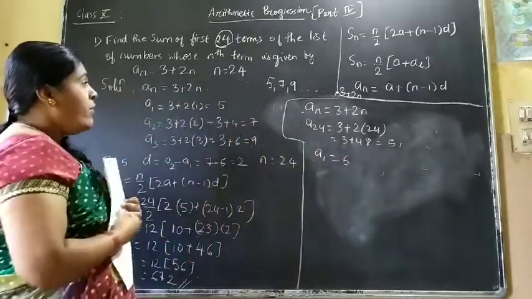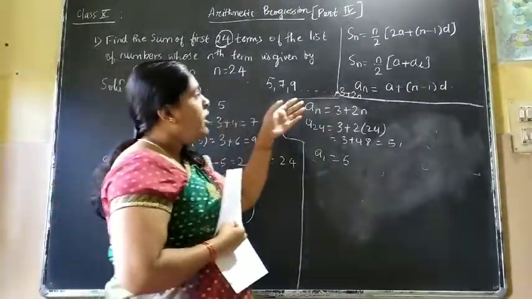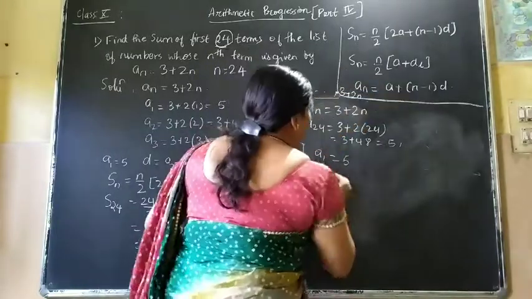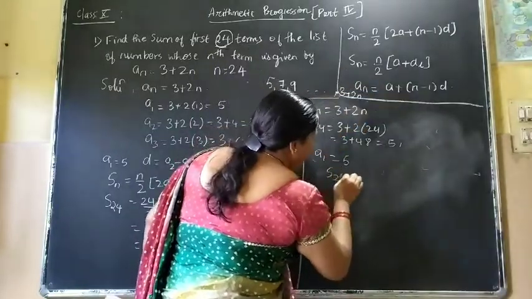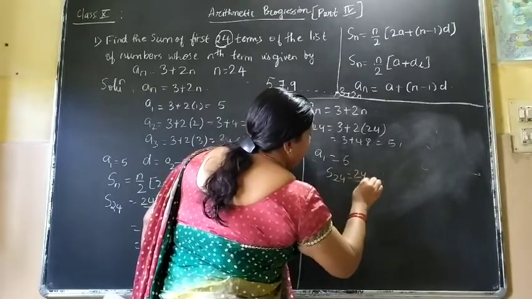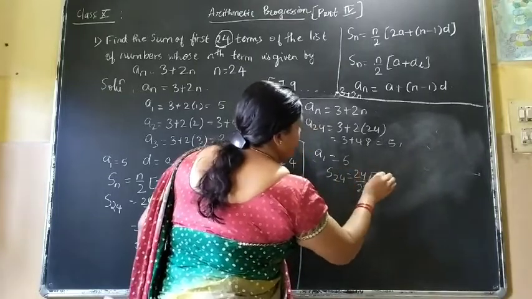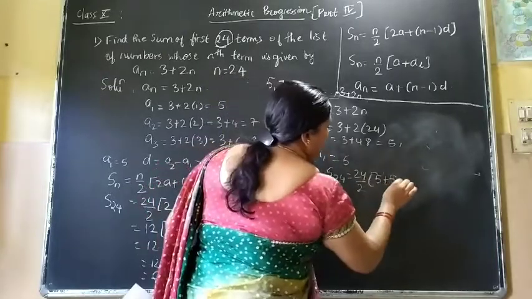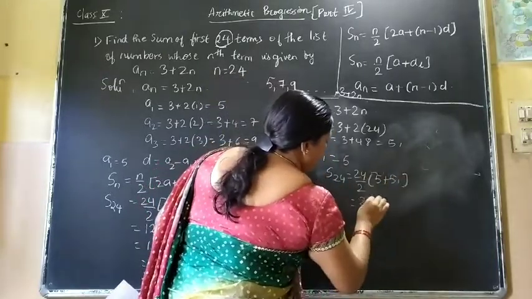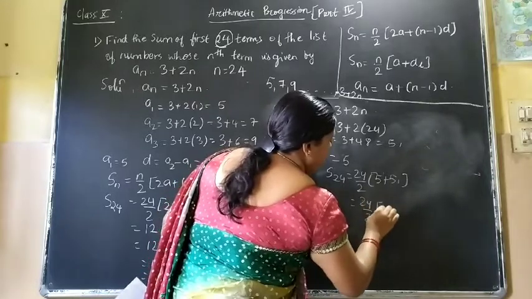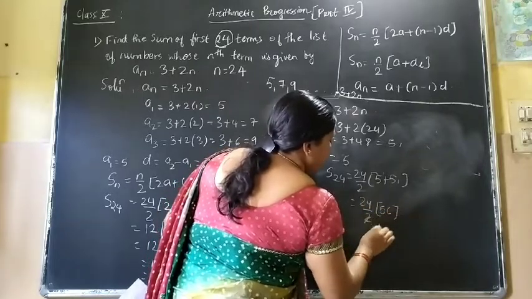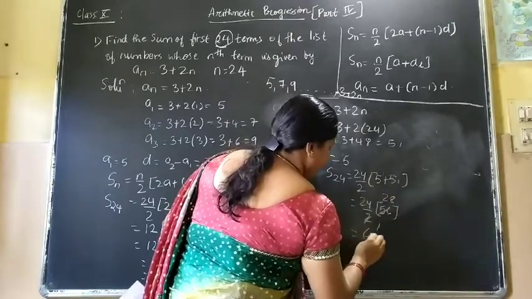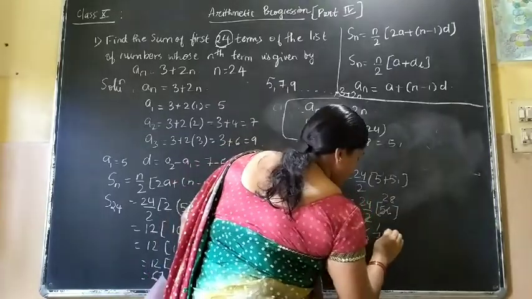And we have one more formula to find the sum, that is Sn is equal to n by 2 (a plus an). So S24 will be equal to 24 by 2. The first term is 5. And what is a24? It is nothing but 51. So this is 24 by 2 into 56. 2 ones are 2, 2 twelves are 24, and the answer will be equal to 672.